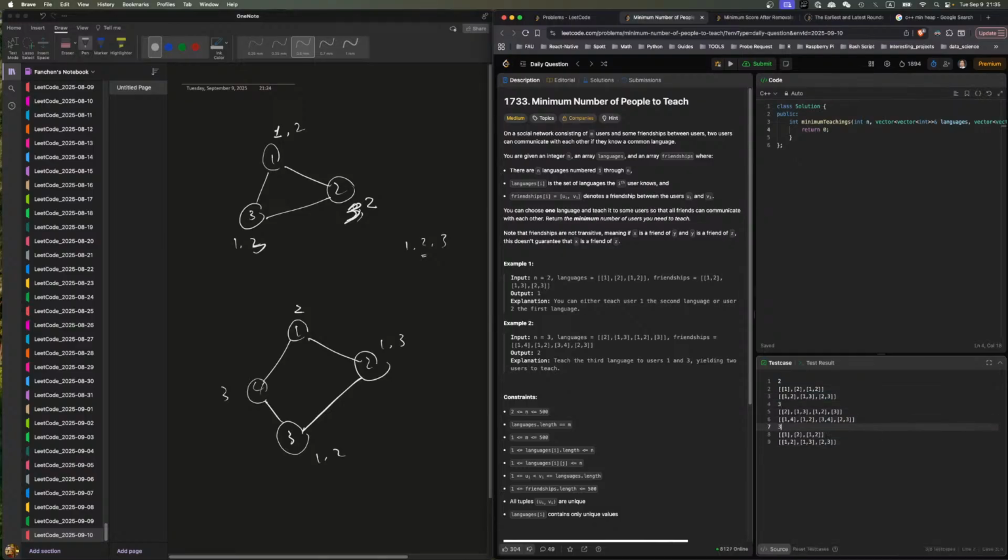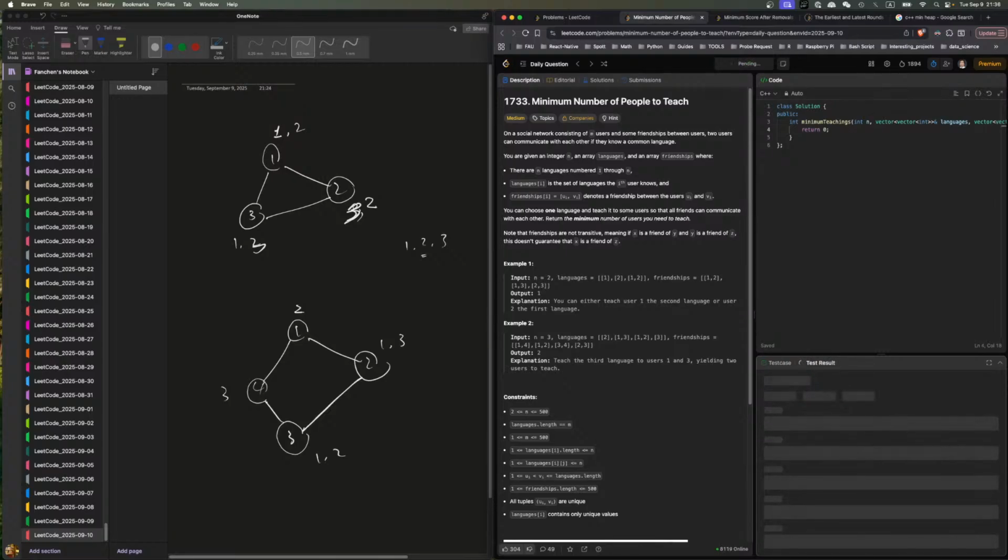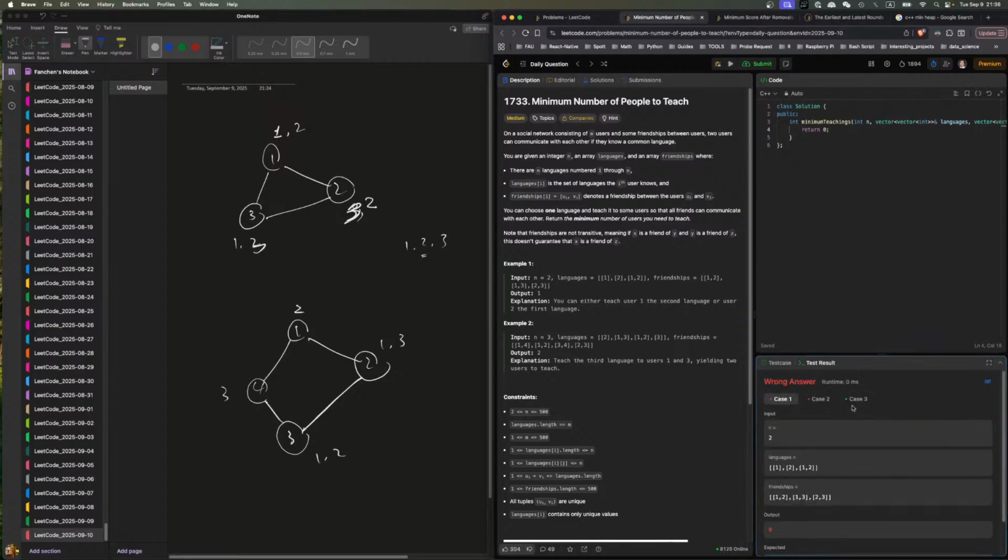So you say we have 3 languages. The first one we can do this. Second one we have 2, 3. Third one we have 1, 3. You don't need to teach. They all talk to each other already. Yeah. You see? You don't have to teach. They all talk to each other already.